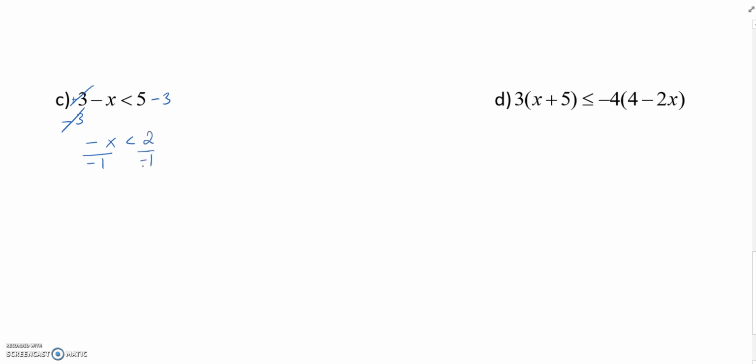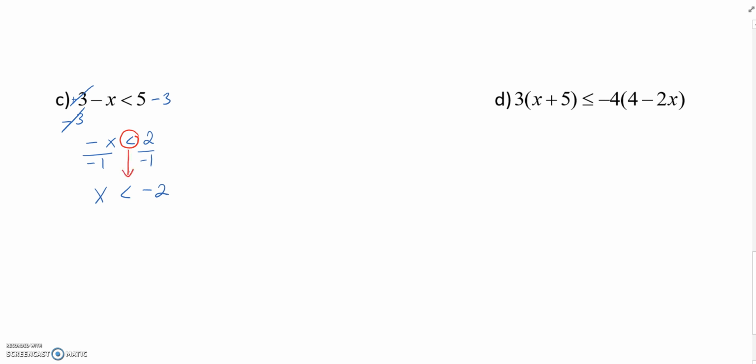Divided by negative 1. That's a lot easier there. So, divide both sides by negative 1. I'm left with a positive x here is less than negative 2. And at this point you should be yelling at me because I did not flip the inequality.